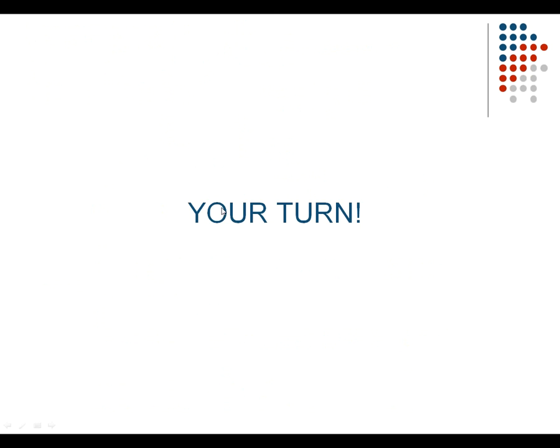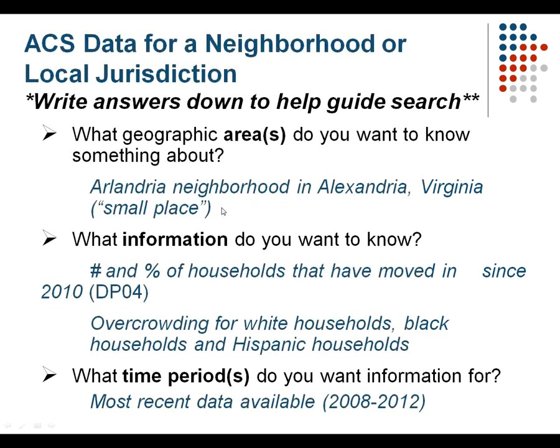So let's do an example. I want to look for information about the Arlandria neighborhood in Alexandria, Virginia. This is my neighborhood, so I care about finding out something about Arlandria. It's a small place because it's a neighborhood. I want to know something about the number of households that have moved in recently.